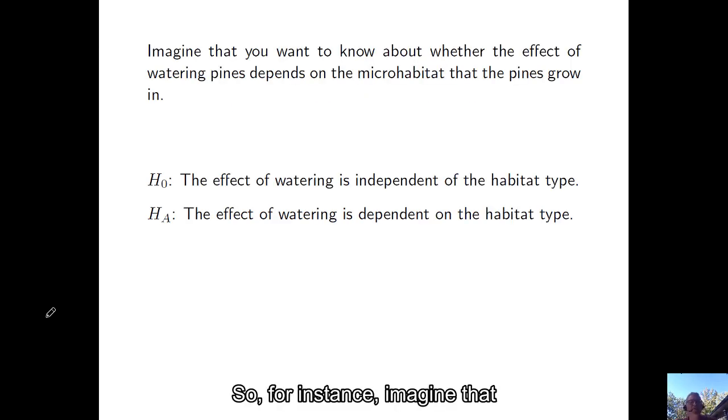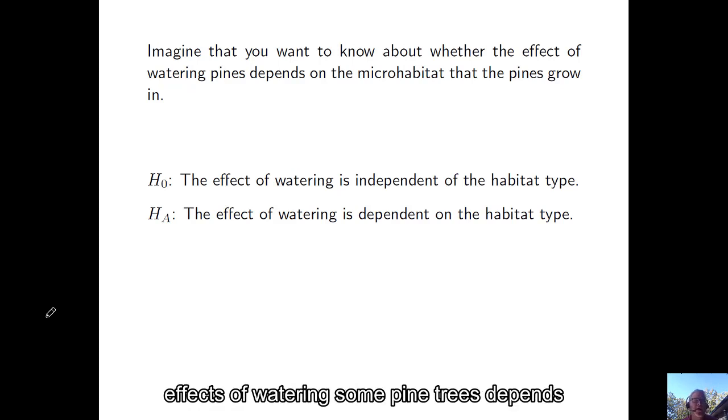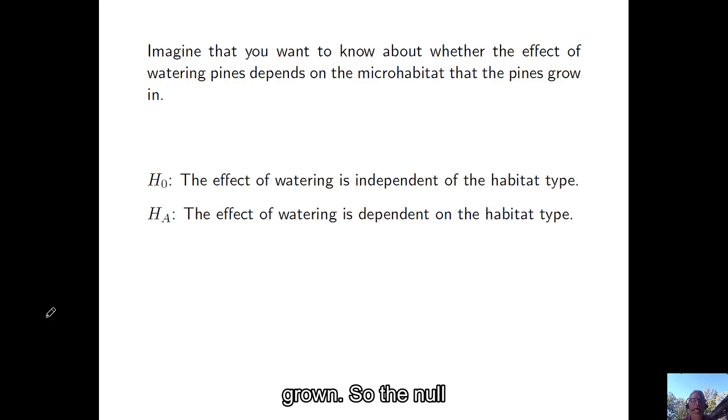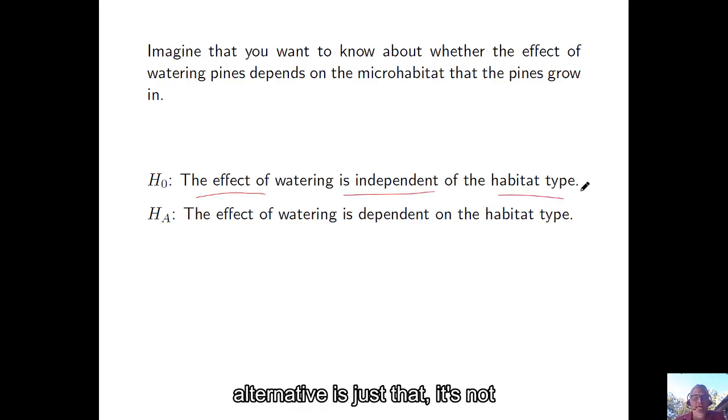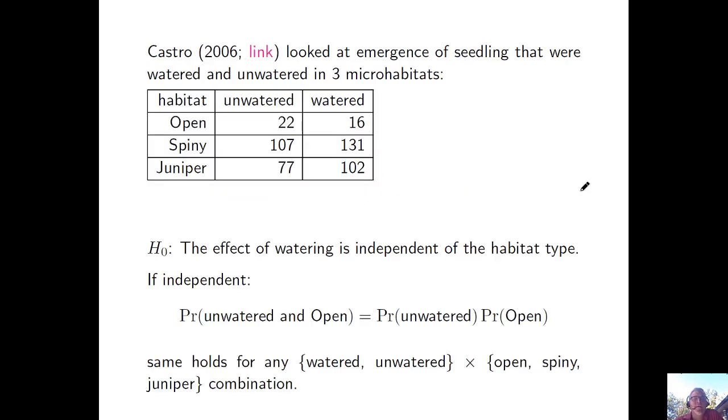So, for instance, imagine that you want to know whether the effects of watering some pine trees depend on the microhabitat in which the pines were grown. So the null hypothesis, once again, we want the null to be specific, might be that watering is independent of the habitat type, and the alternative is just that it's not that, so it's in some way dependent.